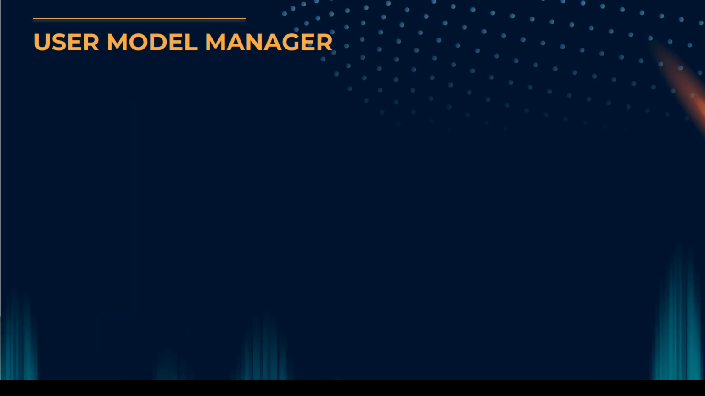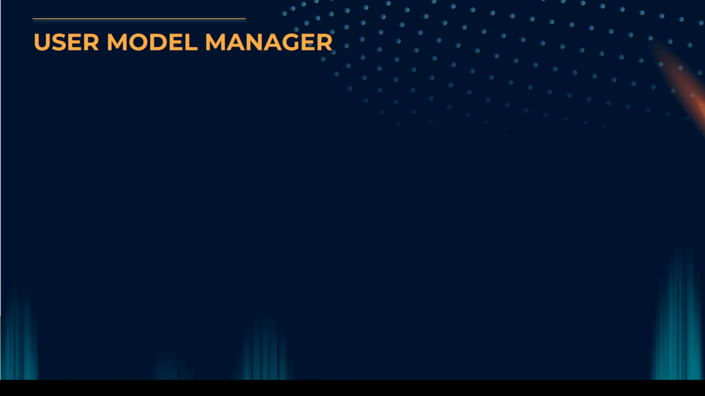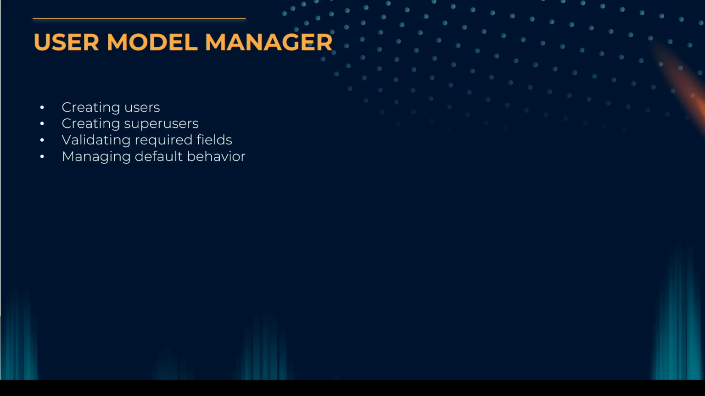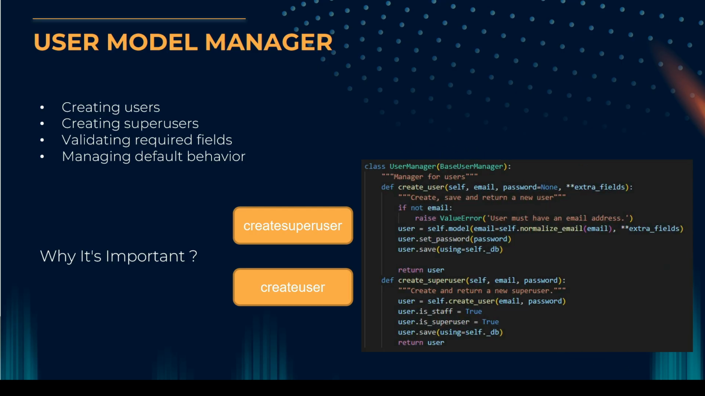Now let's take a look at the user model manager. When you create a custom user model, you also need to create a custom manager for it, usually by extending BaseUserManager. This manager handles things like creating users, creating superusers, validating required fields, and managing default behavior when interacting with the user model through the command line or admin. Why is it important? Django's built-in user model uses a manager under the hood to create users with create_superuser and create_user. So when you override the user model, you lose the built-in behavior, so you need to recreate it in your custom manager. Here's a code snippet of the user manager that we will be creating in the next video.